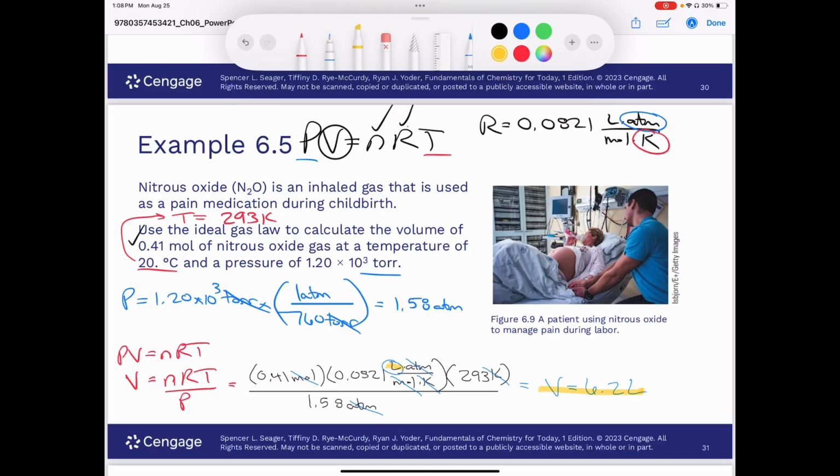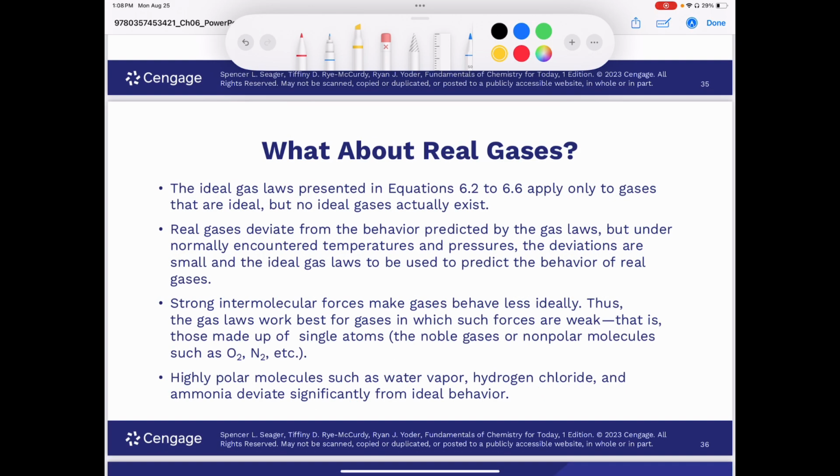Remember, this law, PV is equal to nRT, is the ideal gas law. But just quickly, an ideal gas actually doesn't exist. It's an approximation that we can use for most of the temperatures and pressures that we're going to be interested in studying gases under. But it says here the ideal gas law is presented in equations 6.2 to 6.6 of Boyle's law, Charles' law, combined gas law, ideal gas law only apply to gases that are ideal, but no ideal gases actually exist. Now, before you get stressed out, in this class, we're only going to be worrying about ideal gases. Okay, so it's an assumption we're going to make.